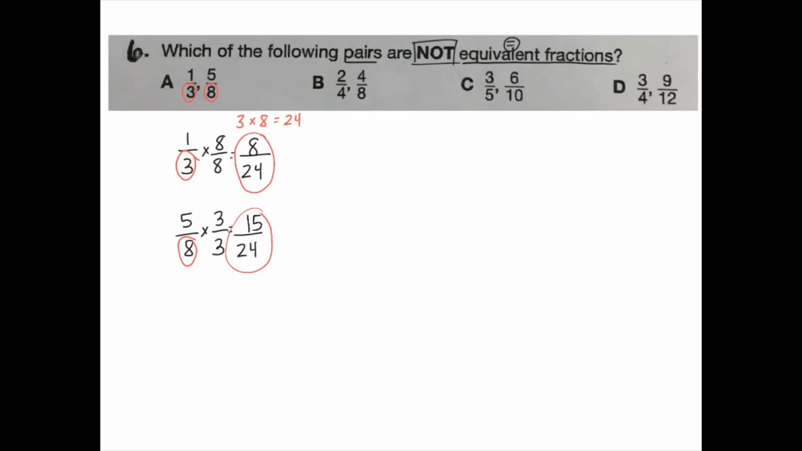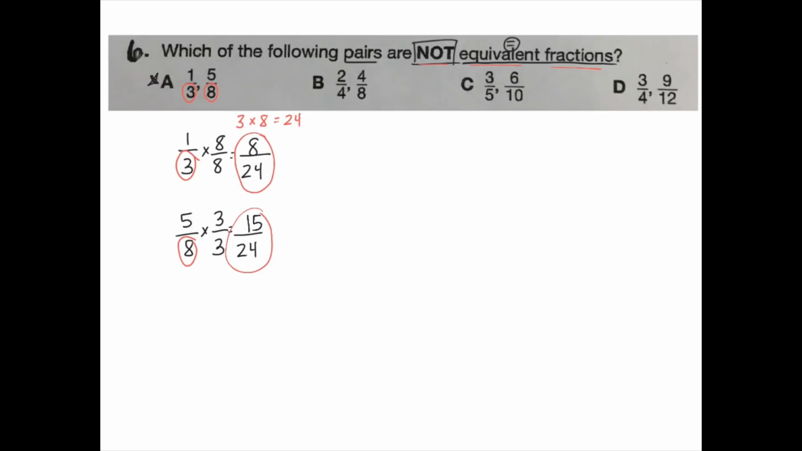Go back to the question. We're looking to see which of the following pairs are not equivalent fractions. 8/24 and 15/24 are not the same. I would much rather have 15 pieces of pizza than 8. So these are not equivalent, so I'm guessing that A is probably going to be my answer. So I'm going to put a little star by it, but I still have to check B, C, and D.